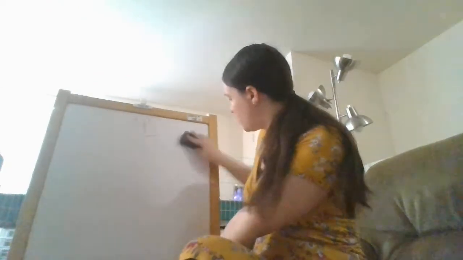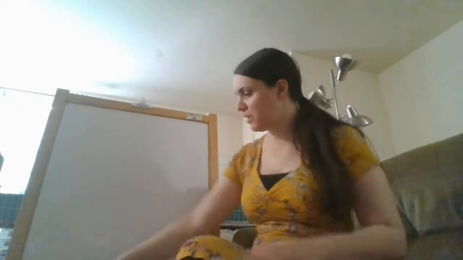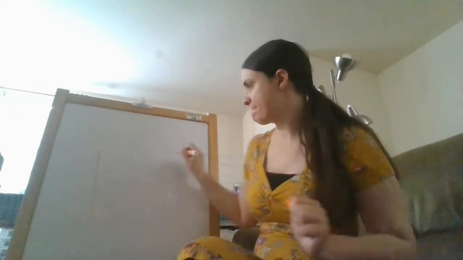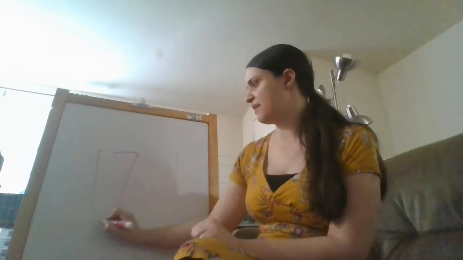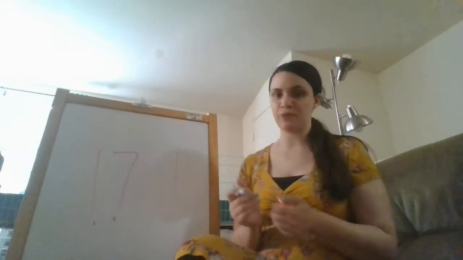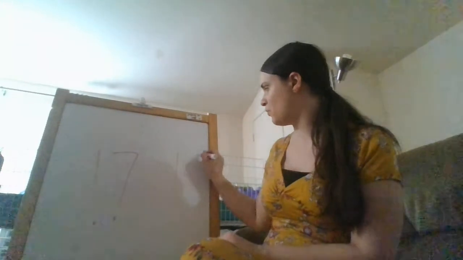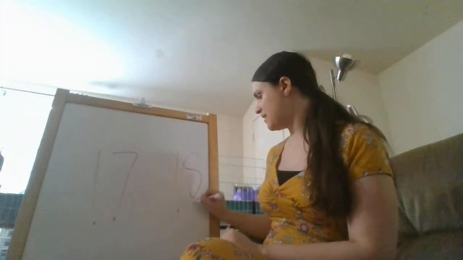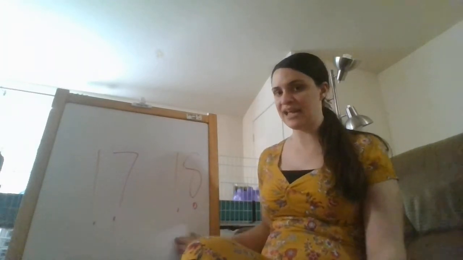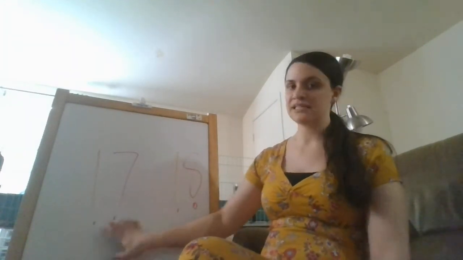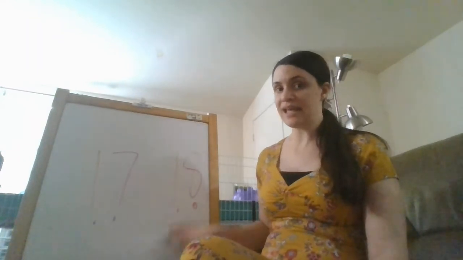So let's go over our numbers of the week. Our first one is a 1 and a 7. What number is a 1 and a 7, guys? That is 17. Can we say 17? 17. And then our next one is a 1 and an 8. What number is a 1 and an 8? That is 18. Could we say 18? 18. So we have 17, 17, 18, 18. Very good.